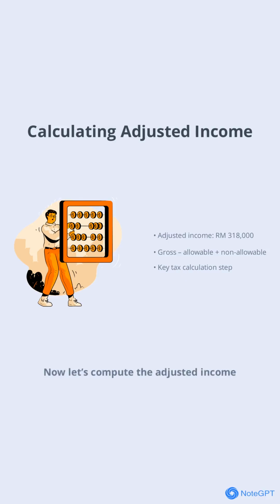Now let's compute the adjusted income. Start with the gross revenue of RM 500,000, subtract the total allowable expenses of RM 185,000, and then add back the non-allowable expenses of RM 3,000. The calculation is 500,000 minus 185,000 plus 3,000, which equals RM 318,000. This adjusted income forms the basis for further tax computation. It's a crucial step as any errors here will affect the final tax payable.